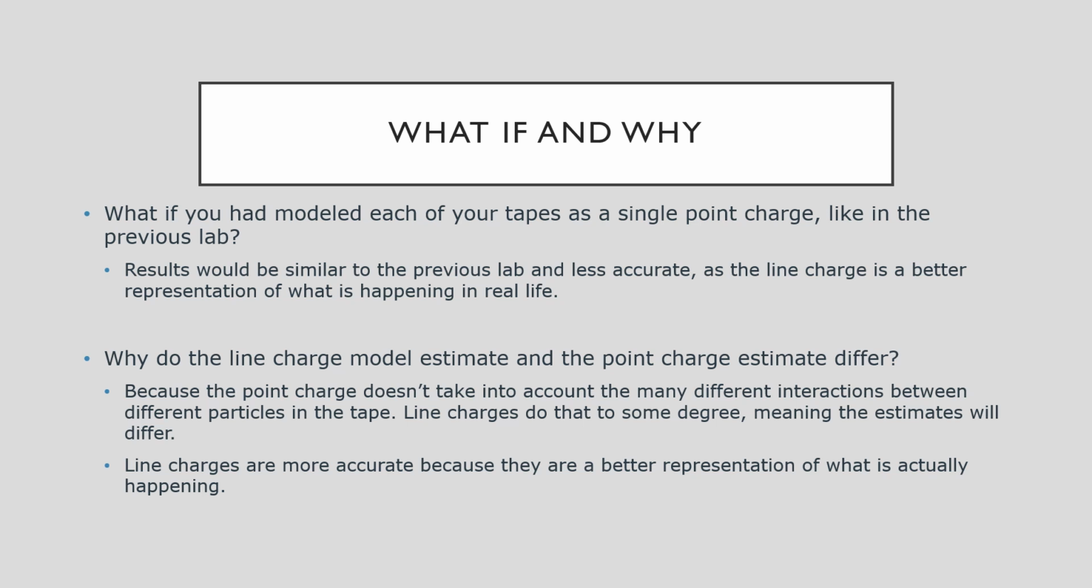If the tapes were considered a point charge rather than a line charge, then the model would be much less accurate. This is because the charged tapes look and act more like line charges than they do point charges. The point charge and line charge models have different estimates of excess charge because the point charge does not take into account the many different interactions between particles in the tape, while line charges do a better job modeling that. This means line charges are a more accurate model because they are a better representation of what's actually happening.